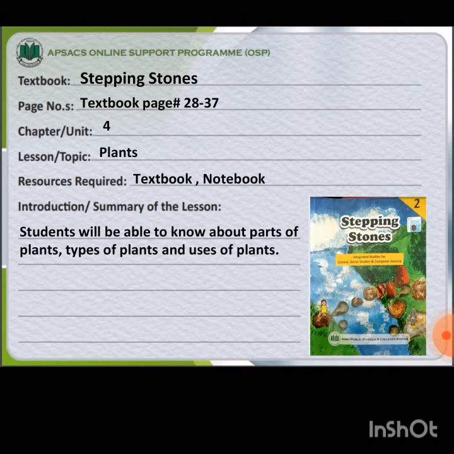Today we have integrated studies class for grade 2 and we are going to revise chapter number 4, plants, today. Resources required for today's lesson are textbook and notebook. Summary of the lesson is students will be able to know about parts of plants, types of plants, and uses of plants.